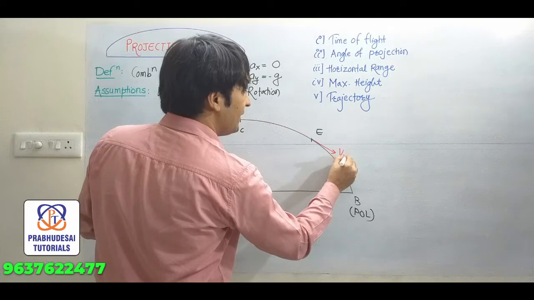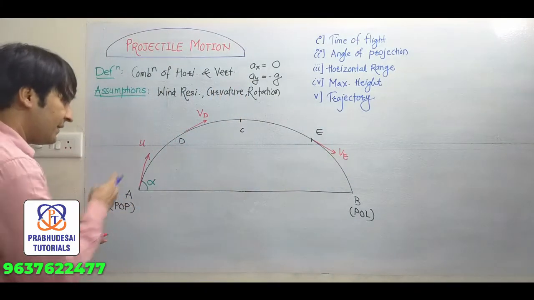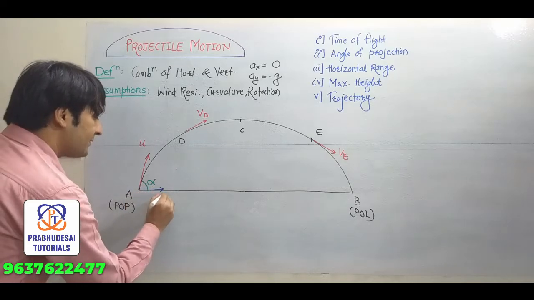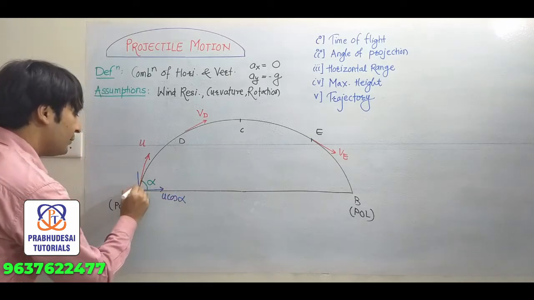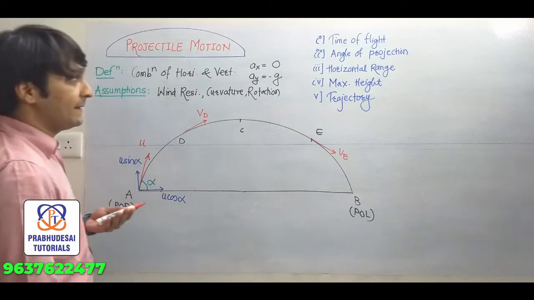This will be velocity Ve. Remember now, can I resolve this now? Yes, we can resolve. So u will be resolved as u cos alpha, the x component, and u sin alpha, the y component. And what's the important task here?